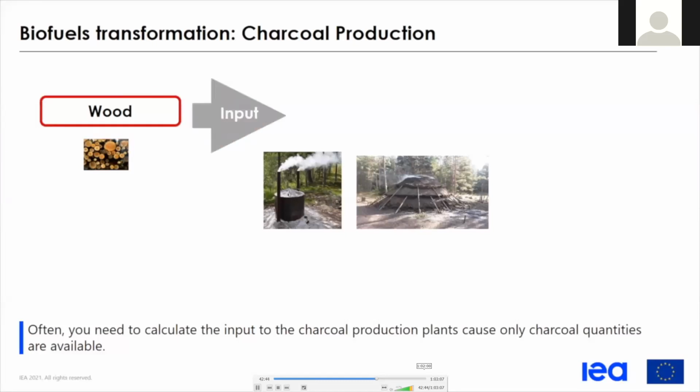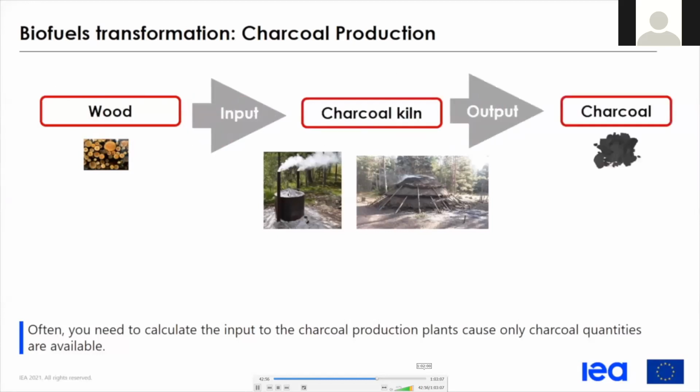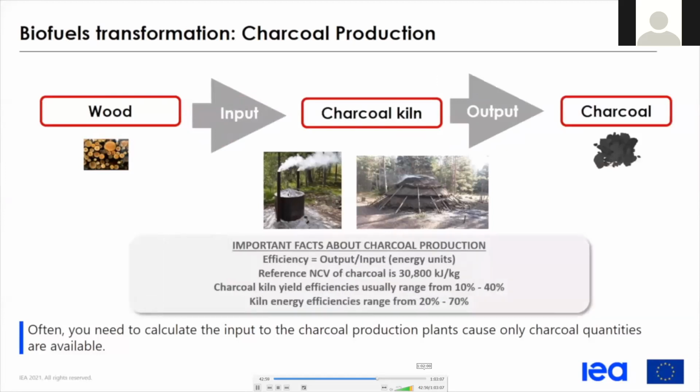So, as before, we can see that wood is an input into the charcoal kiln. Here you have two examples of kilns that can be found in the world. And the output is the charcoal. So, important facts about charcoal production. The efficiency, of course, is the output divided by the input.